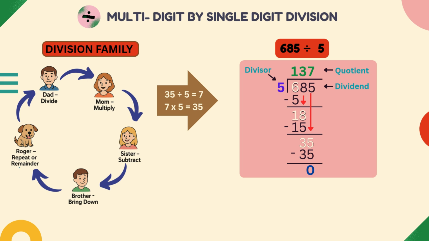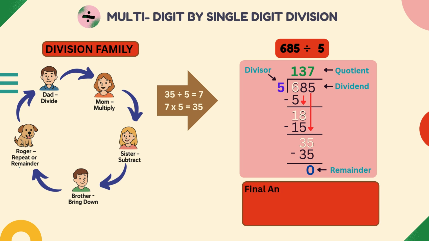Brother says, bring down. There are no more digits left. Roger says, division complete. Check the remainder. There is nothing left, so the remainder is 0. So, our final answer is 685 divided by 5 equals 137. Remainder is 0. We use the division family steps every time we divide big numbers.